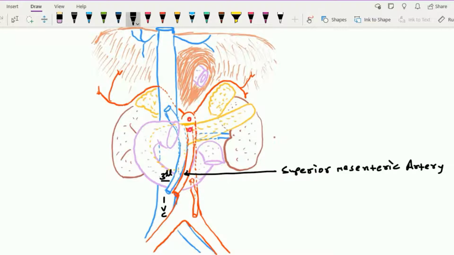The superior mesenteric artery has a slight concavity towards the right side, and it is accompanied by this vein, which is the superior mesenteric vein. And the superior mesenteric artery is surrounded by numerous nerve plexuses.